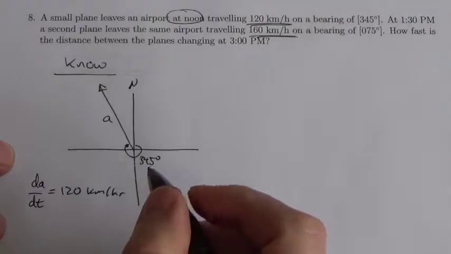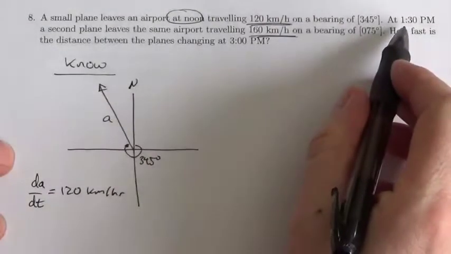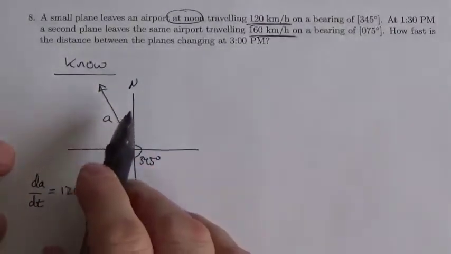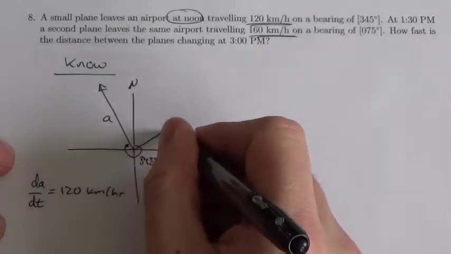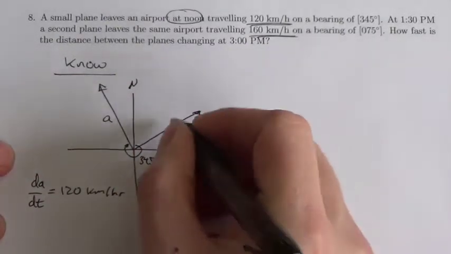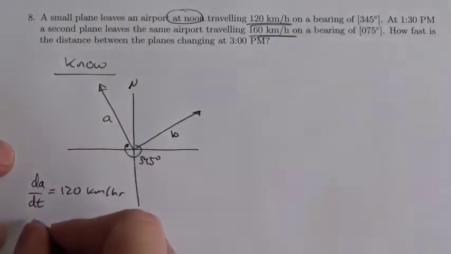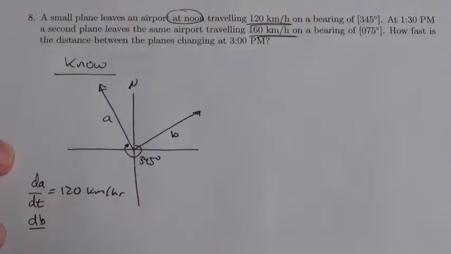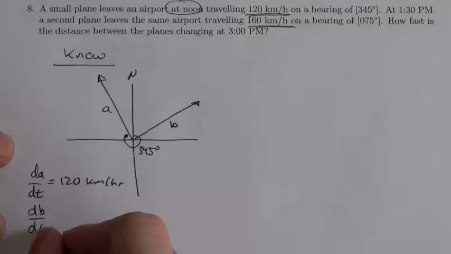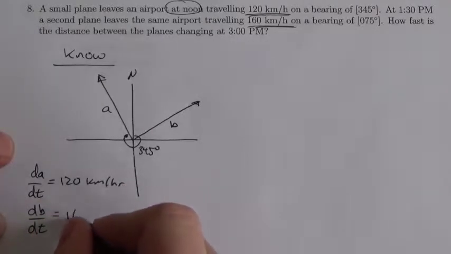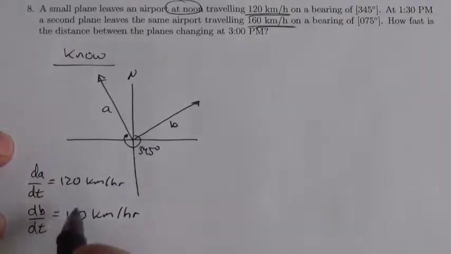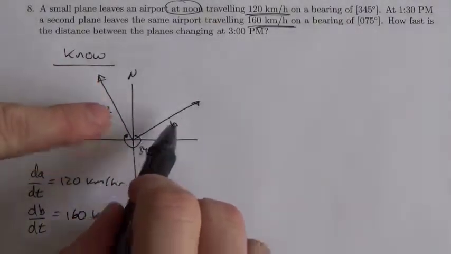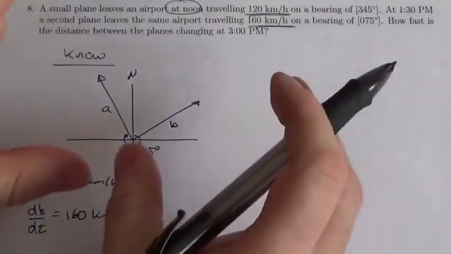Now at 1:30, a second plane leaves the airport traveling 160 kilometers an hour on a bearing of 75 degrees. Well, a bearing of 75 degrees is going to look like this. Let's call this B. And we know that dB by dt is going to be equal to 160 kilometers per hour. Now notice both of these are positive because those vectors are getting larger. The values are getting larger.